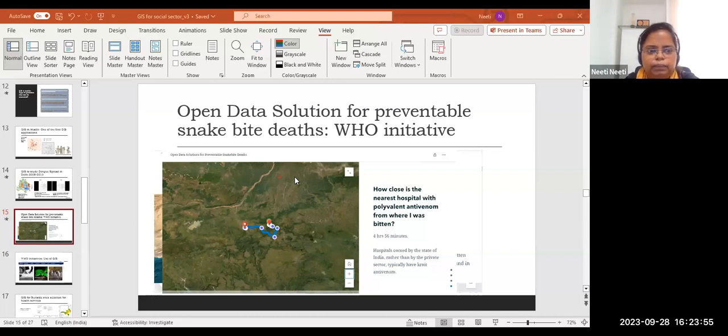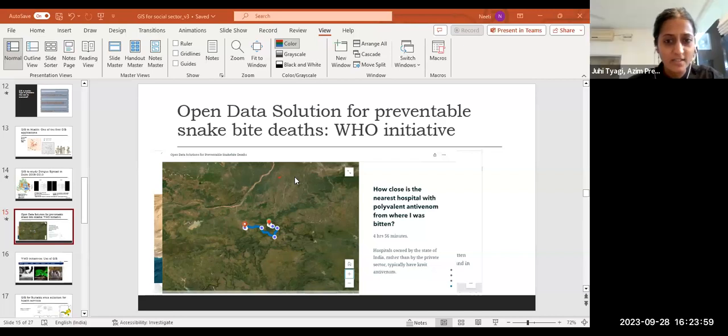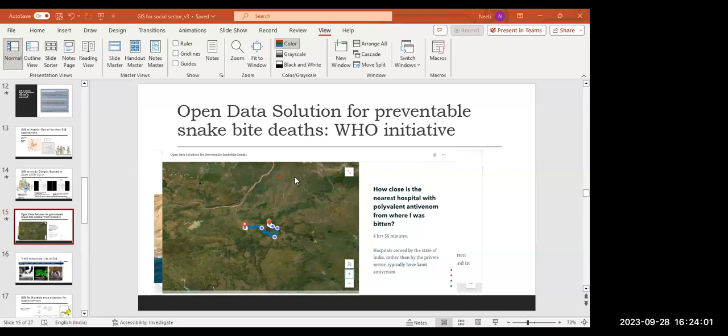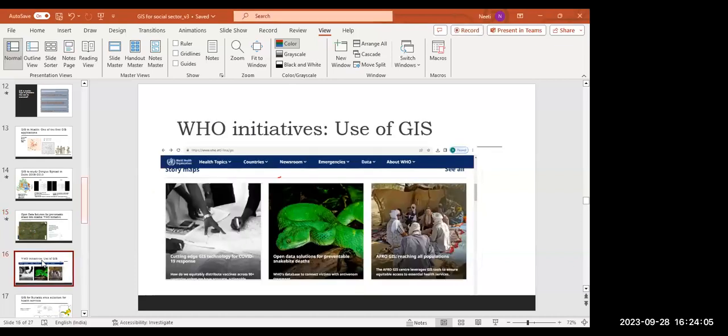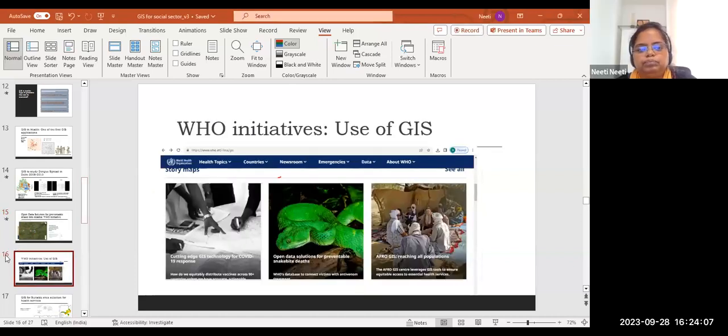My slides are moving. Right now on the snake bite, it's not moving. Stuck. Open data solution. Okay. Now it is moving. Yeah.